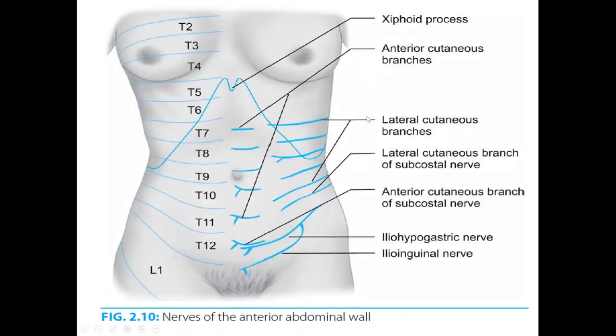So this picture shows the dermatomal nerve supply of the anterior abdominal wall. Around the umbilicus is T10. And above the umbilicus, in blue. So we said the skin around the umbilicus is T10 and above is T7 to T9. And below it, T11 to L1. This is about the thoracoabdominal nerve.